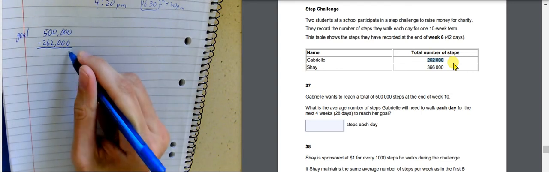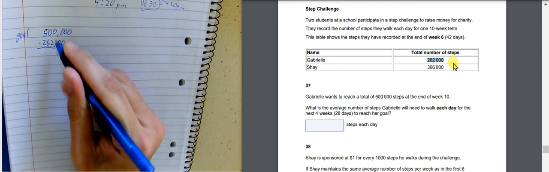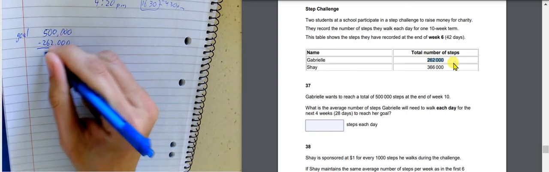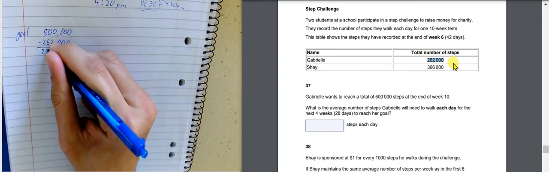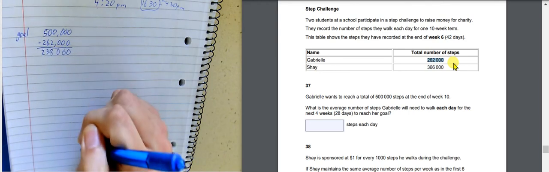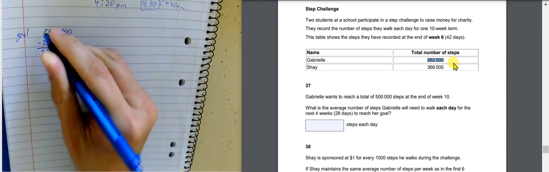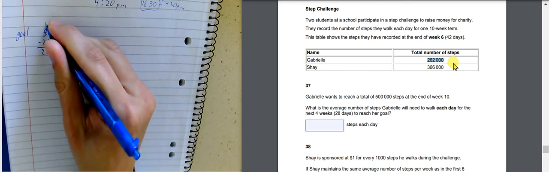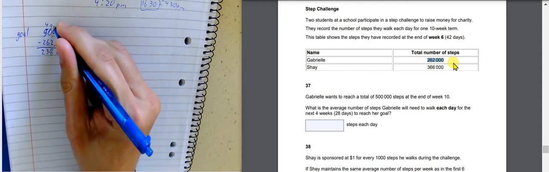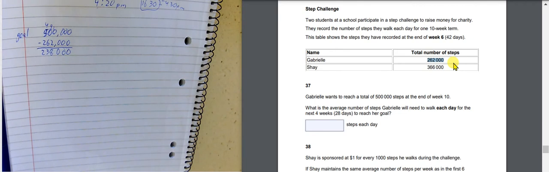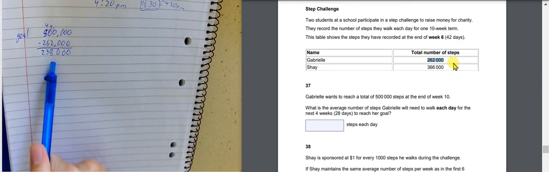So 0 take 0, 0, 0 take 0, 0, 0 take 0, 0, 0 take 2. Well, can't be done. We will need to borrow. 238, and that is based off turning that to that. 238,000 steps is how many we are left to do. So how much will she need to walk each day for the next 28 days? 238,000.